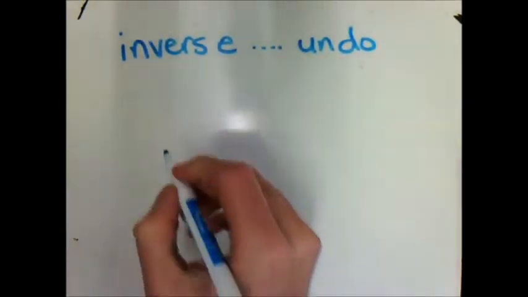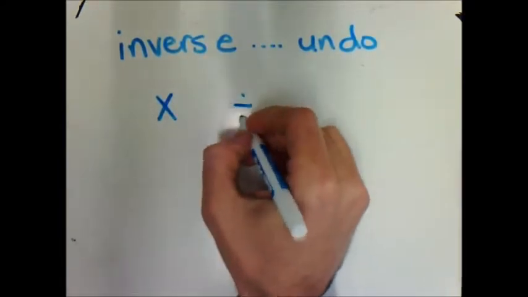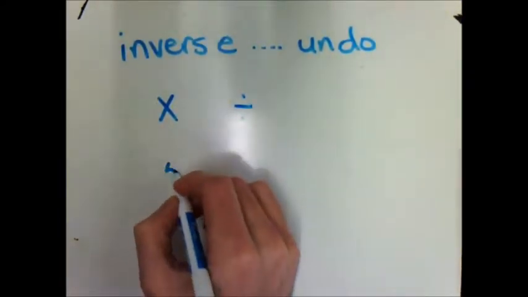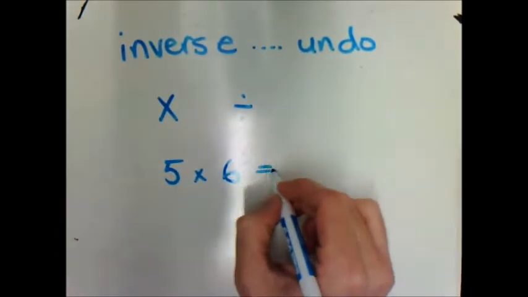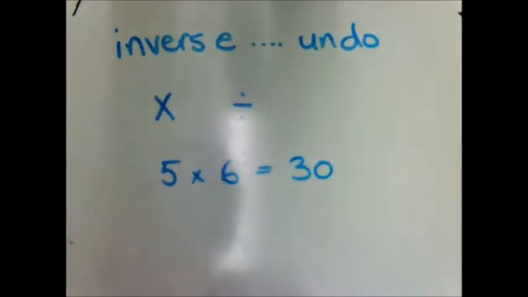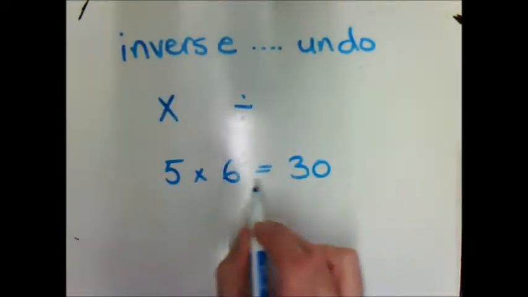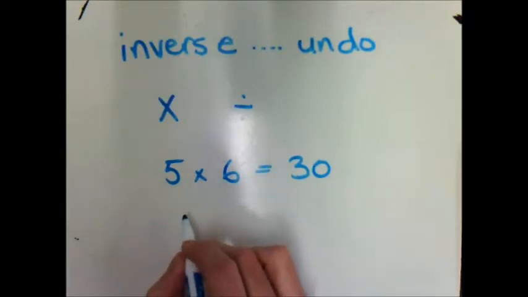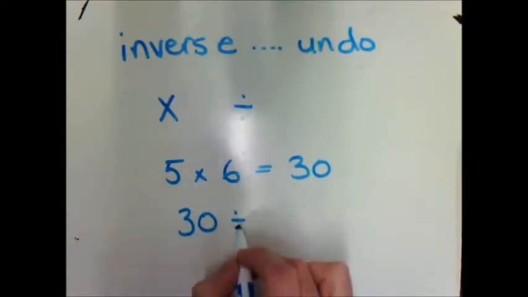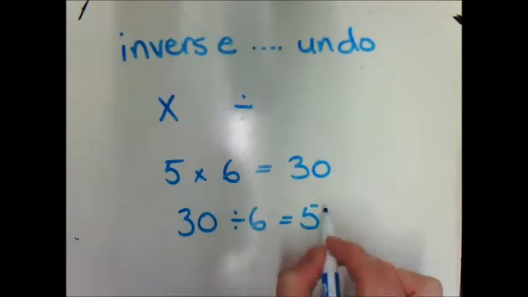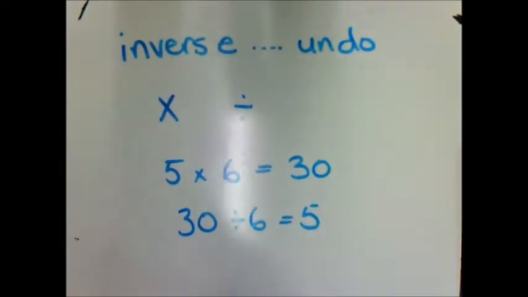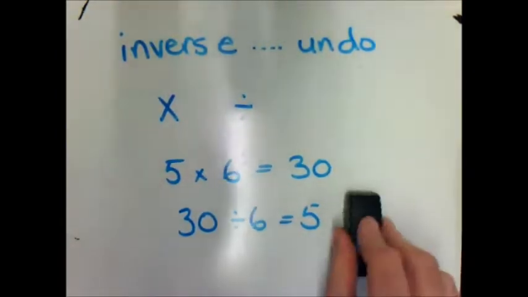There are other inverse operations. Multiplication and division. 5 times 6 equals 30. And if I want to undo this and get back down to 5, I can go 30 divided by 6 equals 5. Multiplication and division are inverse functions.